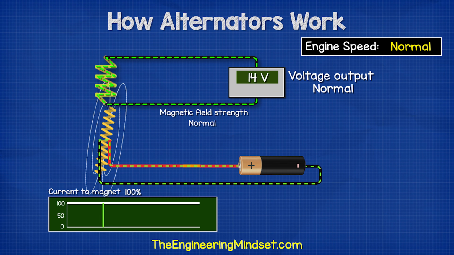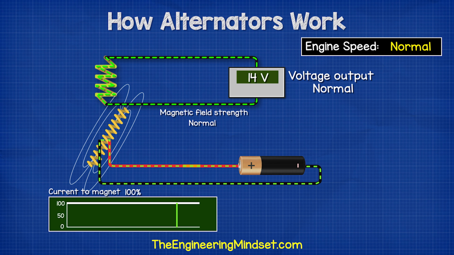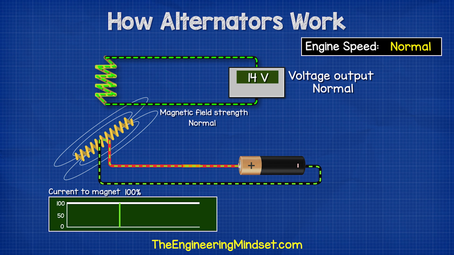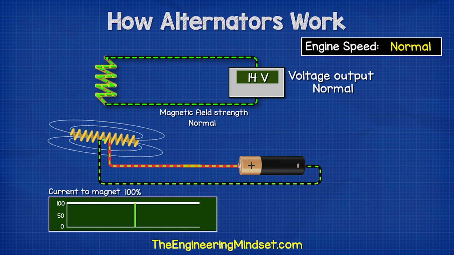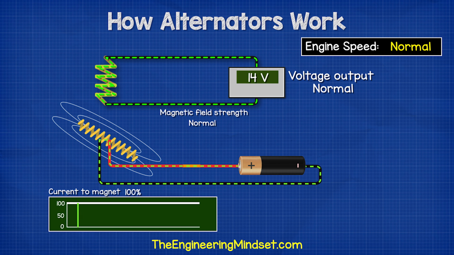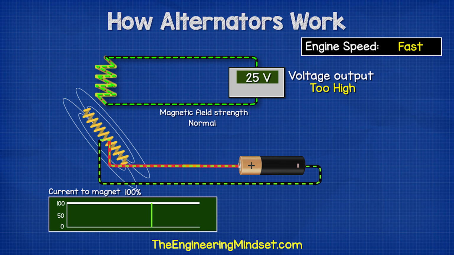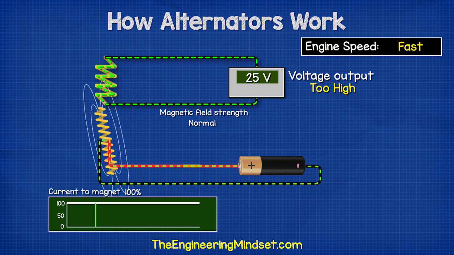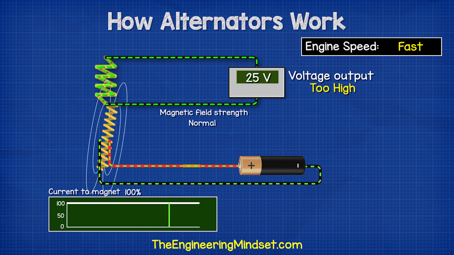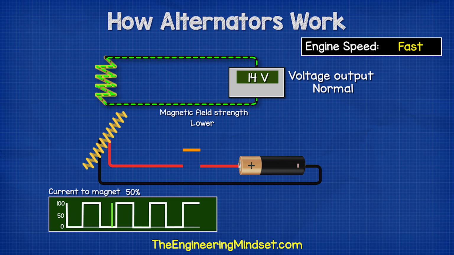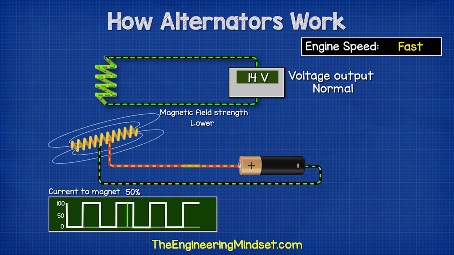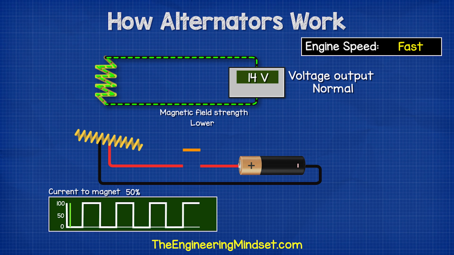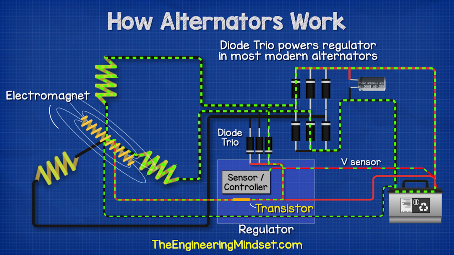If we imagine that the current flowing through the coil from the battery is at its maximum level for a given period of time, then we get 100% current and the electromagnet is at 100% of its strength. If the car speeds up, then the magnet will spin faster and that will increase the output voltage and current. But if we now control the switch so that electricity is only flowing for half of the time, then we get 50% of the current and therefore the electromagnet is only 50% of its strength.